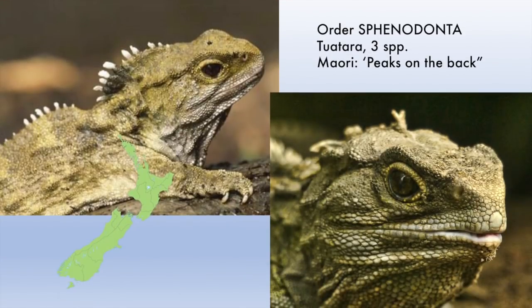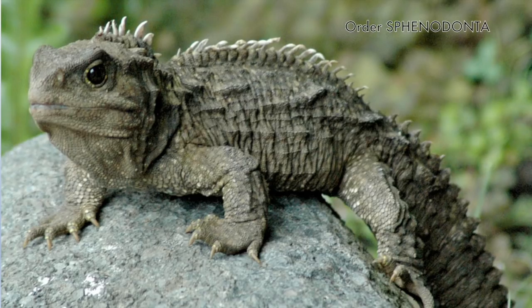The order Sphenodonta includes only 3 species. These 3 species are all called tuatara, and they are found only in New Zealand. Young tuatara have a remnant third eye called a pituitary eye or a pineal eye that disappears as they mature. So unless you've been to a zoo with a very healthy reptile collection, or you've been to New Zealand, you've probably never seen one of these guys before. But their name, tuatara, comes from the Maori word meaning peaks on their back.